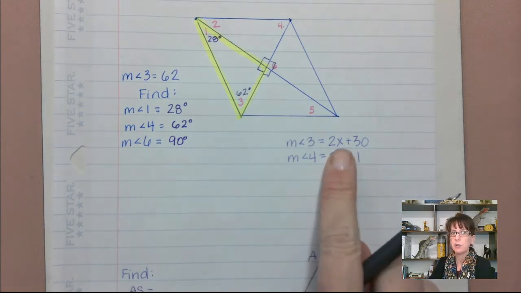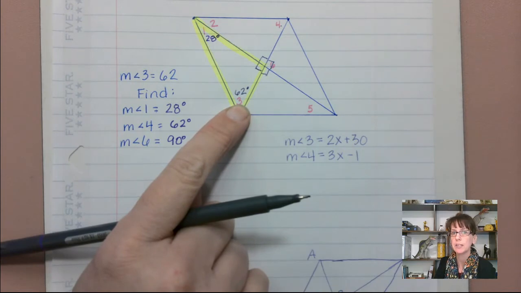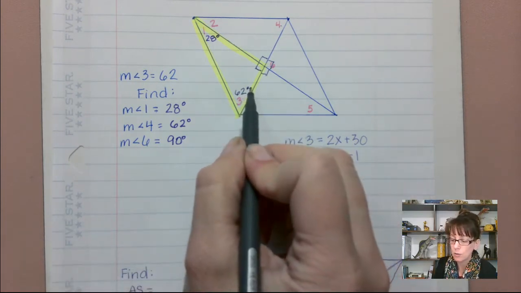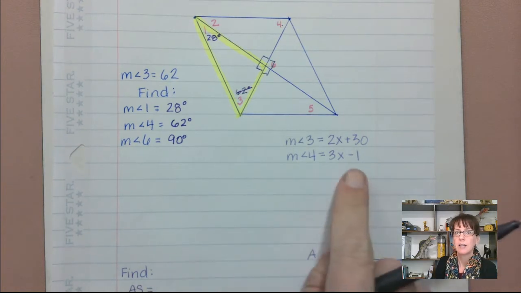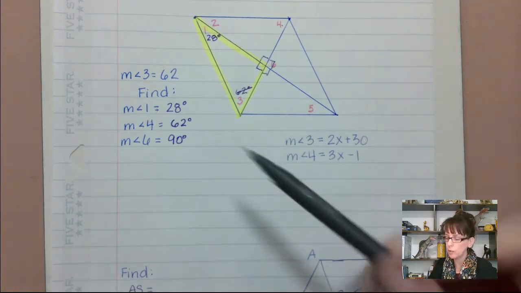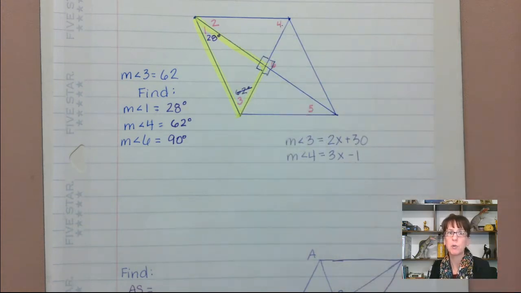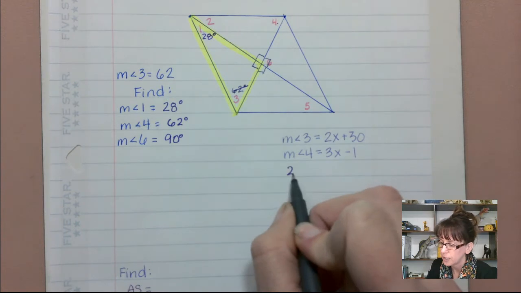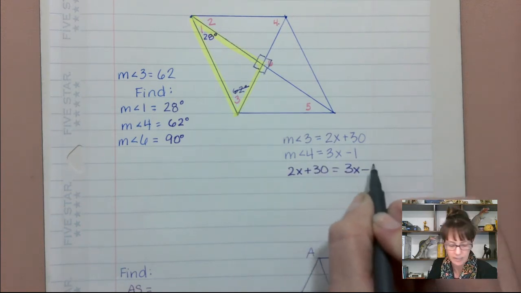We've got the measure of angle 3 is 2x. Okay, so the measure of angle 3 right here is 2x plus 30. This no longer applies, so I'm going to cross that out. And the measure of angle 4 is 3x minus 1. Well, if you look at this again, because they bisect each other, angle 3 and angle 4, just as we showed here, are also going to be congruent. So we can say 2x plus 30 equals 3x minus 1.